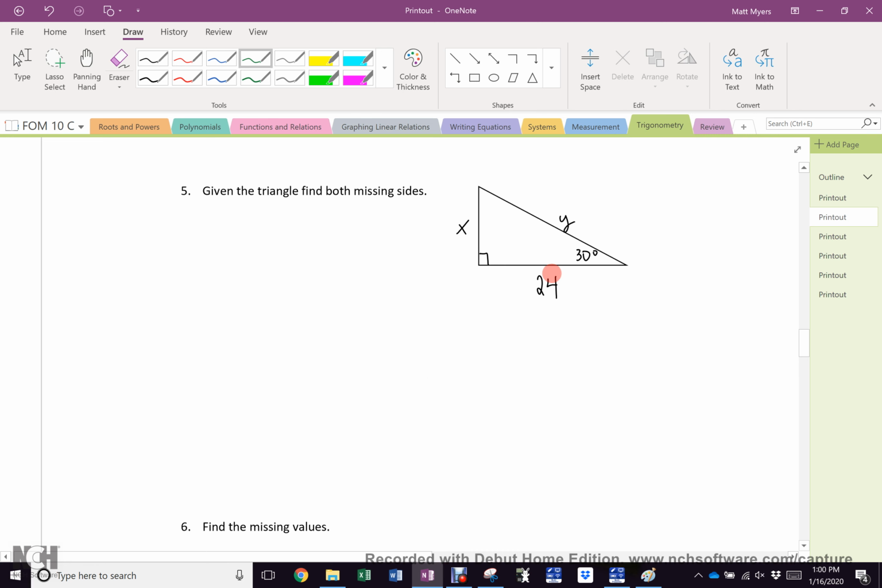Something's weird in number 5. What's weird? There's 2 unknowns. Which one can we work with now? X or Y? Why is X the right answer? Y is the hypotenuse. And we can't do hypotenuse stuff until we know both legs, right? So we got to find X first.